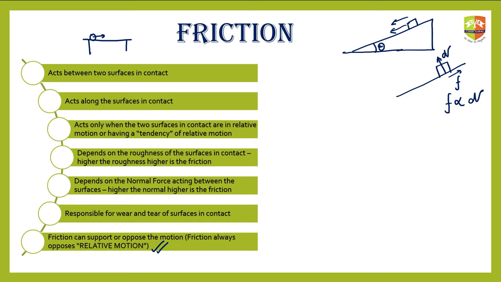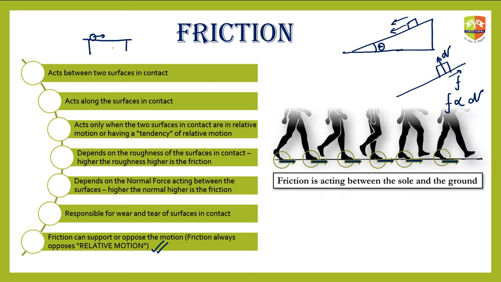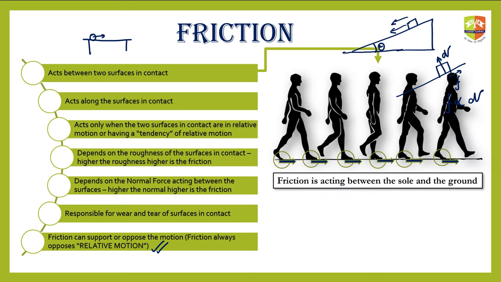In fact, there will be many cases where friction actually supports the motion. For example, simple walking. So we will show you through this diagram. So you see, people are moving, and what is happening is this toe here is trying to push the ground. It is trying to slip over the ground like this. So the movement of the leg is like that, isn't it? You are trying to push the ground backward.